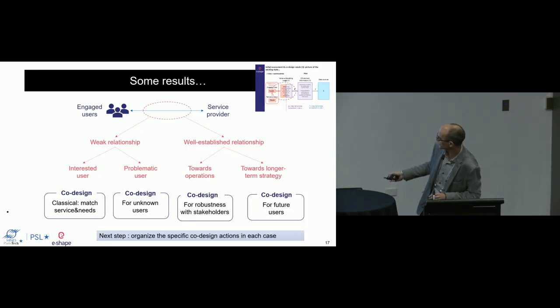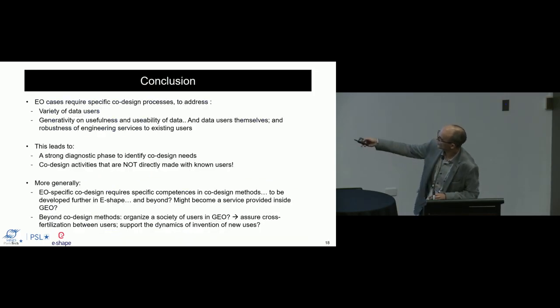And to conclude, we can, first of all, understand that there are some specificities to be addressed based on the variety of data users and the type of thing that has to be designed. Usefulness and usability have to be designed. This leads to a strong diagnosis phase that was quite unexpected, but it's now ongoing and it's really fruitful. And it's interesting that we see co-design activities that are not directly made by non-users, which is quite a discovery and interesting for future research.